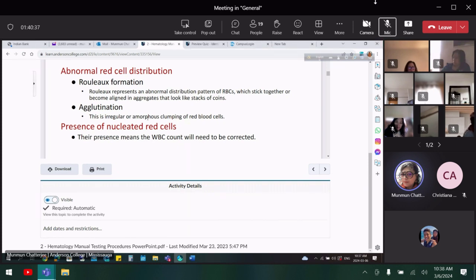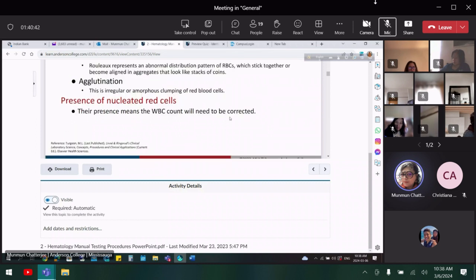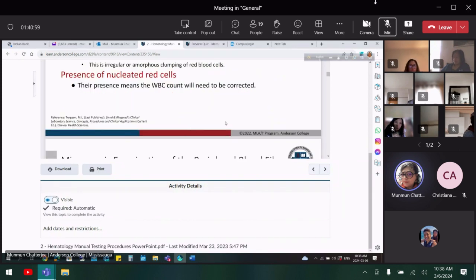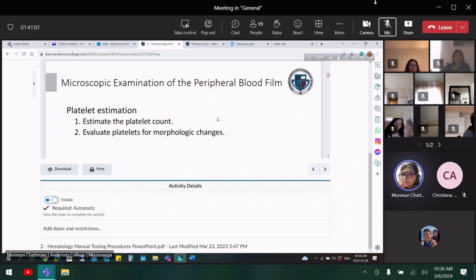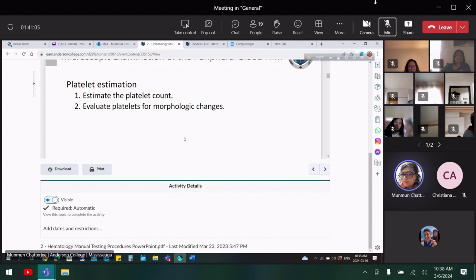Agglutination is the irregular or amorphous clumping of the blood cells. When it happens, you know, in blood grouping, when you put the antigen, if it is A blood group, the anti-A is going to fight with the A antigen. So that's why you have learned what agglutination means.